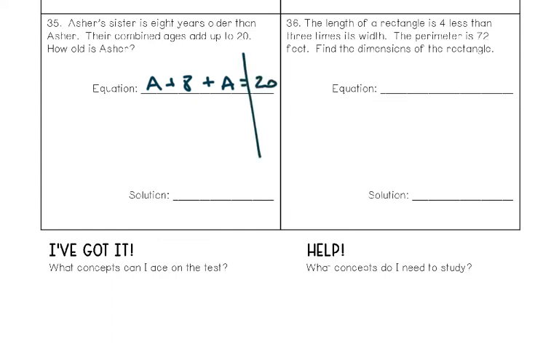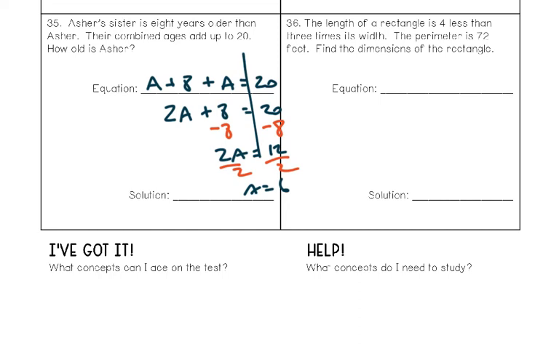So I'll draw my line down the equals, and I want to combine any like terms. I have 2A plus 8 equals 20. I want to get rid of that plus 8 first by subtracting 8 on both sides. So I'm left with 2A equals 12. Now I see A times 2, so I'm going to divide both sides by 2, and I'm left with A equals 6. That means that Asher is 6 years old. The sister is 8 years older than that.